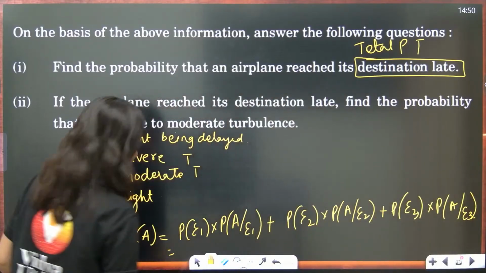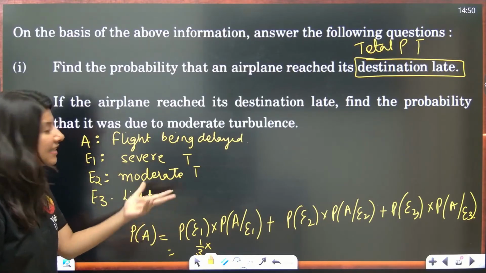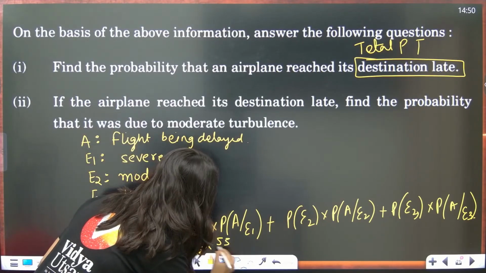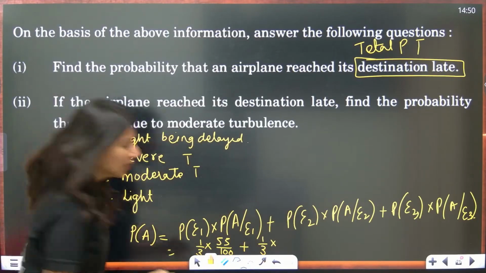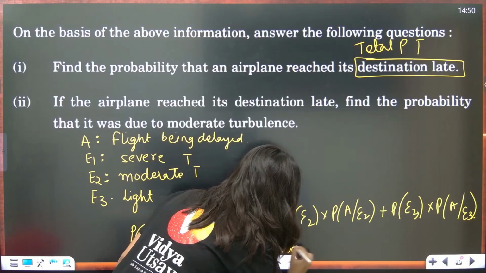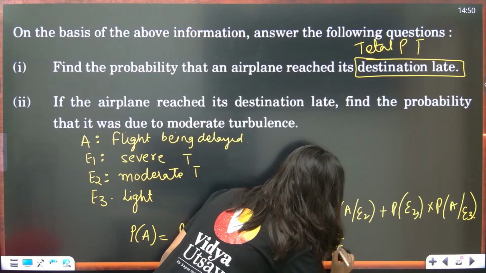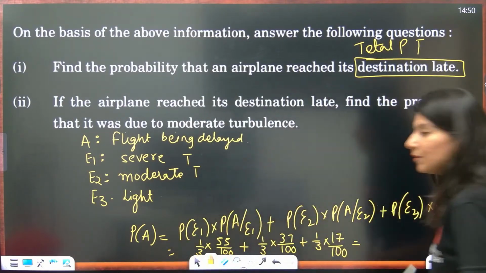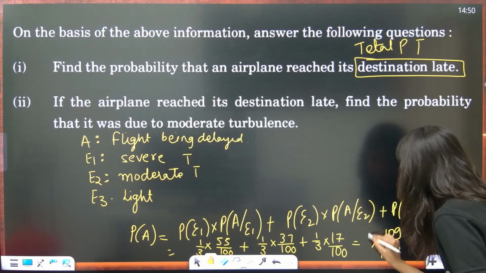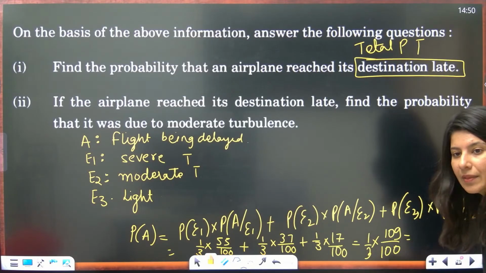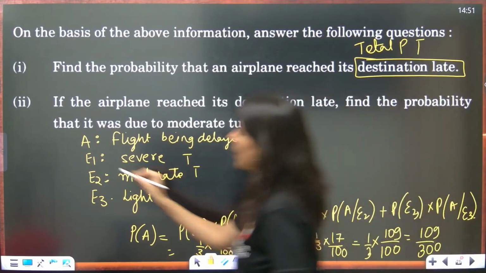So now 1 by 3, the answer will be what? 1 by 3 into, as per the question, 55% is happening because of severe. So 55 upon 100 plus 1 by 3, now as per the question, 37 because of mild turbulence, plus 1 by 3, as per the question, 17% because of light turbulence. So this is 17 plus 55 plus 37, that is 109 upon 100 into 1 by 3. So the final answer will be 109 by 300. Correct? First part clear?